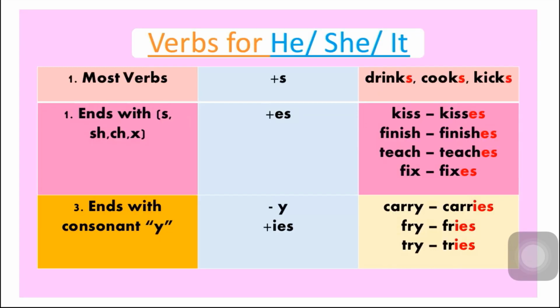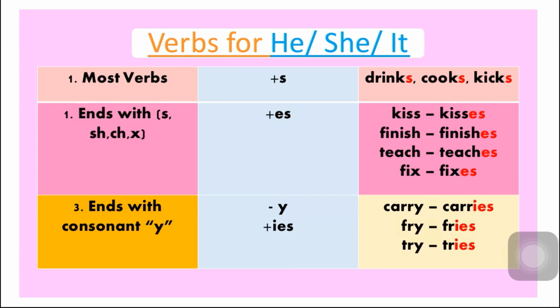So now let us learn verbs for he, she, or it while we are writing simple present tense. So not all verbs plus s, but most verbs we only need to plus s to complete the verb. For example, drink becomes drinks, cook becomes cooks, cake becomes cakes.